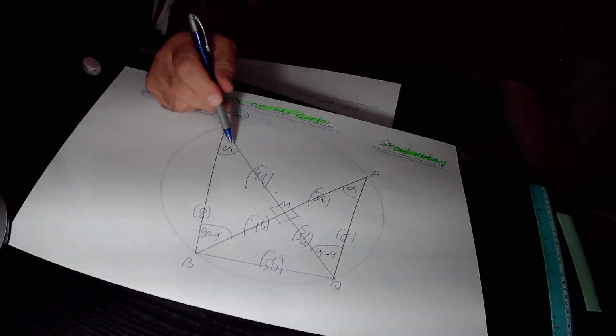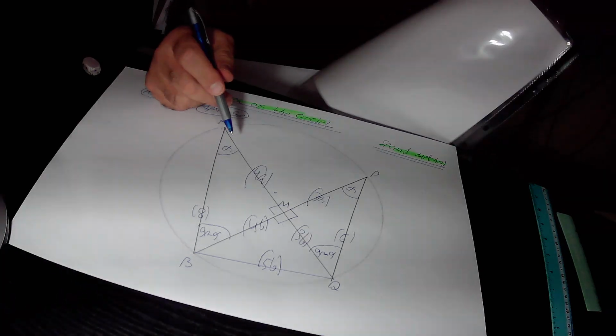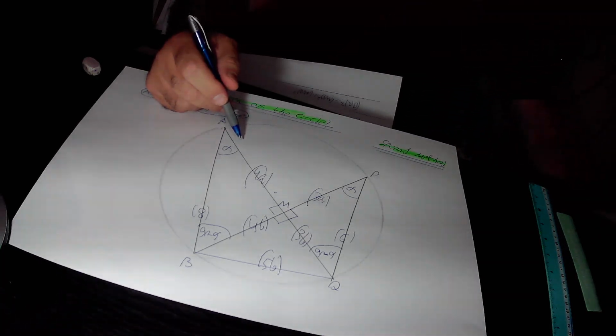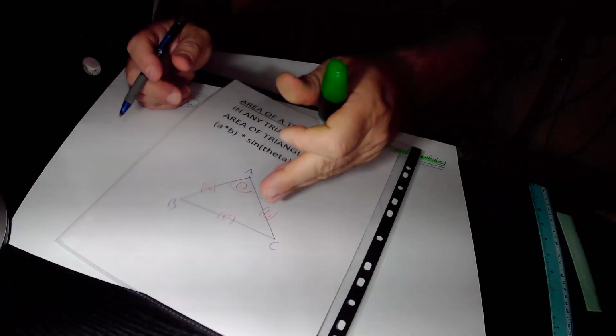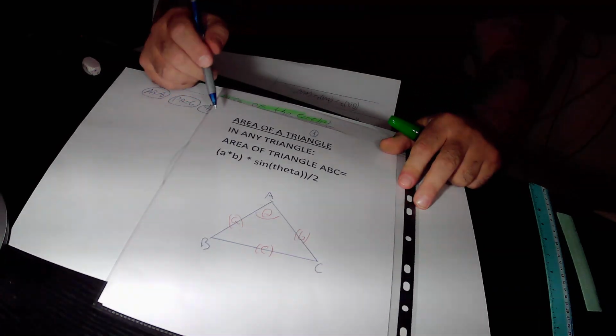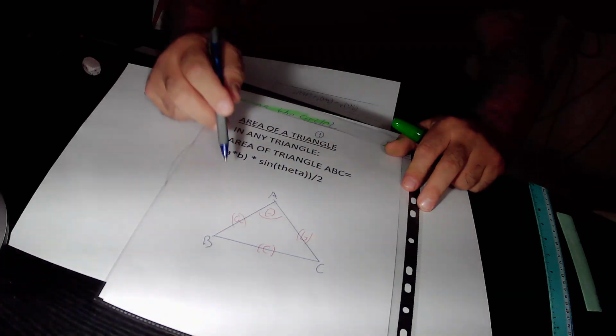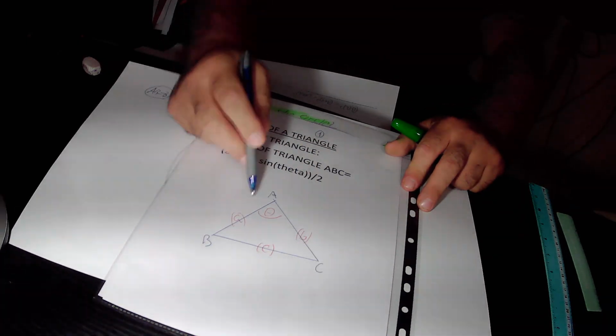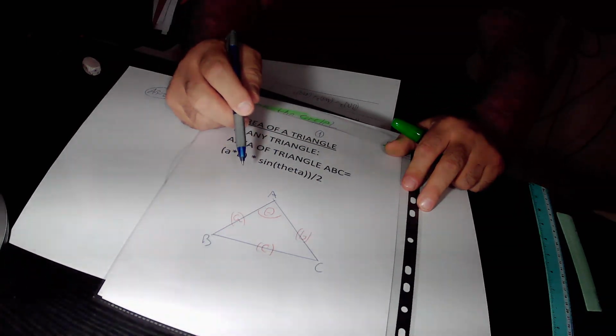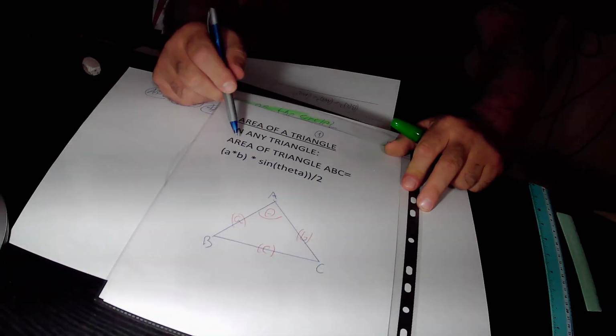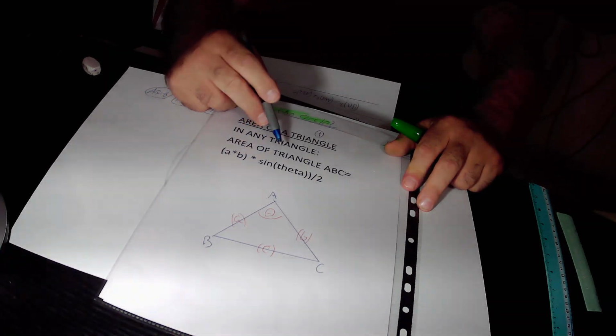But from the other side, you can calculate the area of this big triangle ABQ in a different way. We have a formula that in any triangle, this is triangle ABC, that could be any triangle, the area of this triangle ABC will be equal to A times B times sine theta over 2.